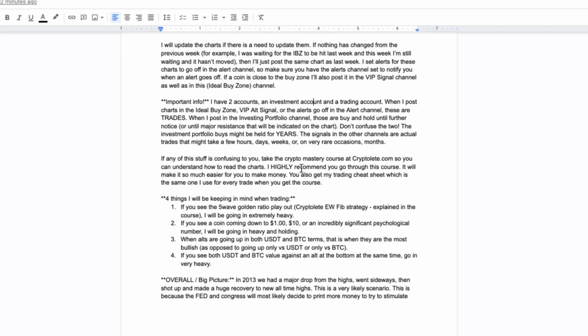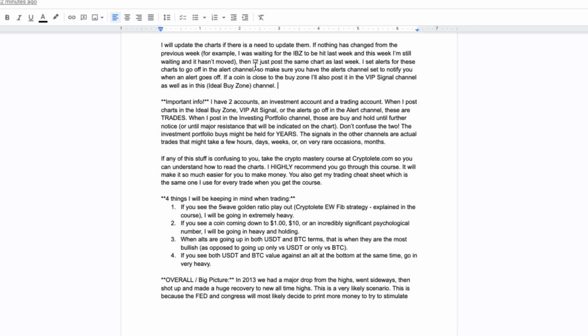Finally, if I update the charts, I try to go through them every single week. And if there's a need to update them, then I update them. But if nothing's changed from the previous week, for example, I'm still waiting for the ideal buy zone to be hit from last week, then I'm just going to post the same chart as last week. Also, I set alerts for these charts to go off in the alert channel. So make sure that you have the alert channel set to notify if an alert goes off.